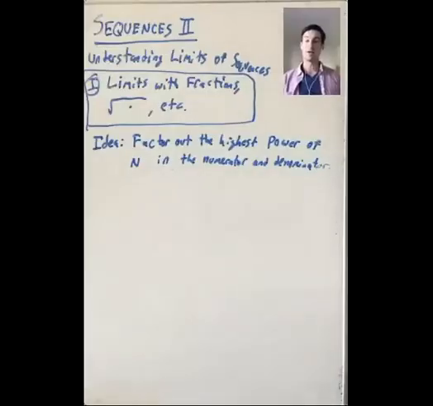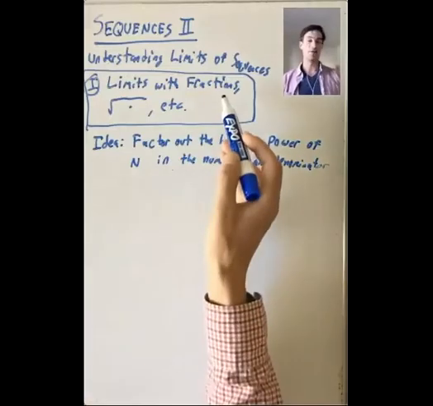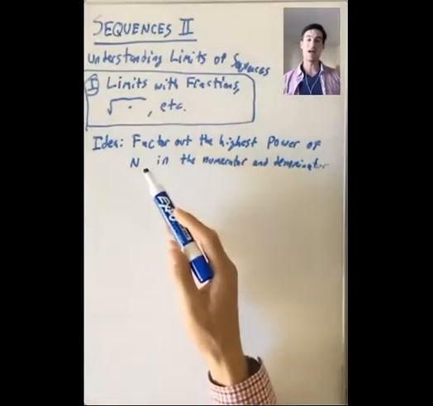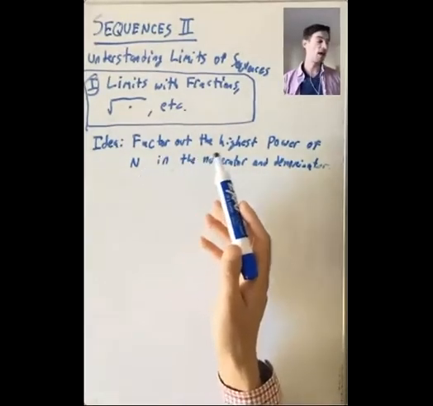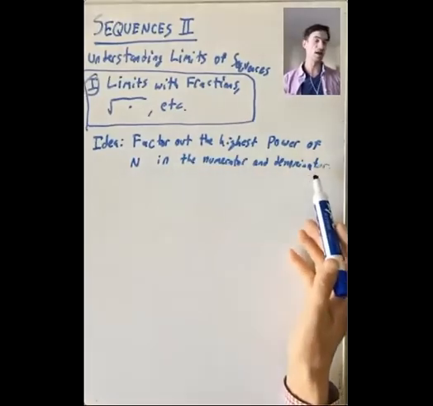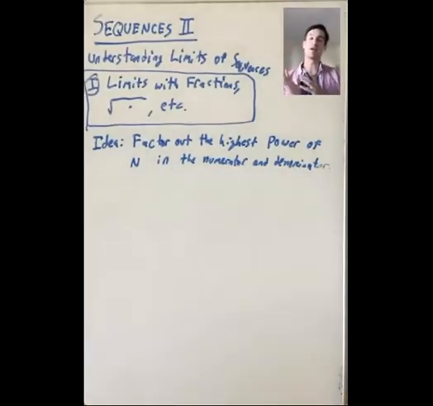In this next video, we want to continue our discussion of trying to understand limits of sequences. And we'll start by talking about some more complicated limits than we did in the previous video, limits that have fractions or square roots or other types of functions in them. And the main idea is that if we have a fraction, for example, we're going to factor out the highest power of n in the numerator and in the denominator. So we'll factor out these powers of n, and then the rest of the limit will be easier to understand.